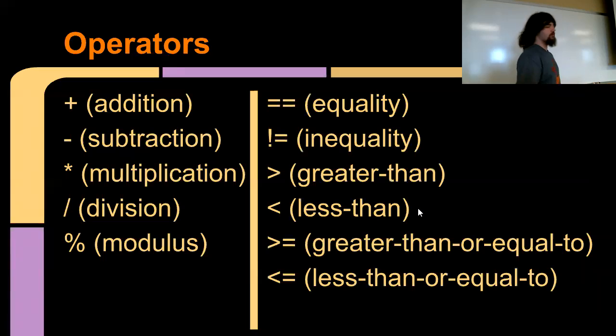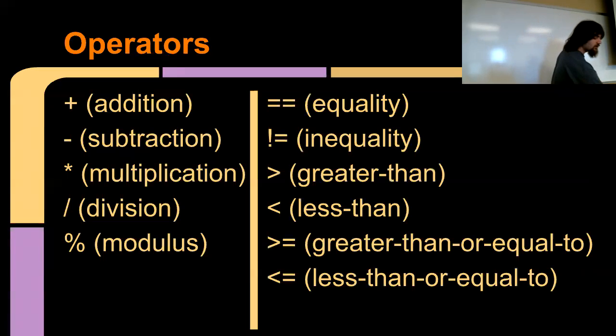Now we have other operators. These are also binary operators, but these are different kind. The operators that we were working with before, the addition, the subtraction, the multiplication, the division, the modulus, those are always going to produce some kind of value, probably some kind of integer or double value.